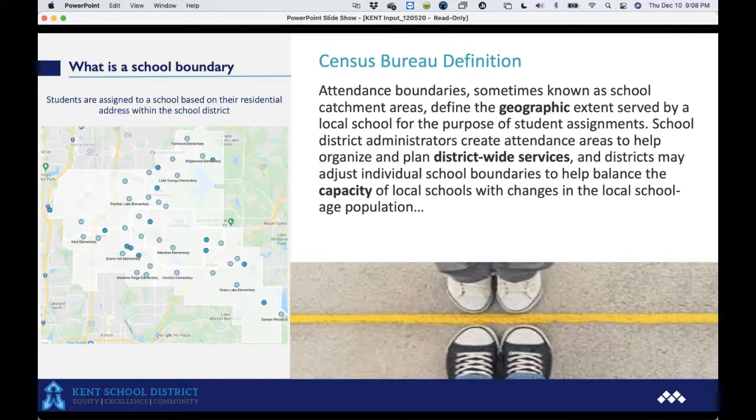So what is the school boundary? The Census Bureau definition is: attendance boundaries, sometimes known as school catchment areas, define the geographic extent served by a local school for the purpose of student assignment. School district administrators create attendance areas to help organize and plan district-wide services. And districts may adjust individual school boundaries to help balance the capacity of local schools with changes in the local school age population.